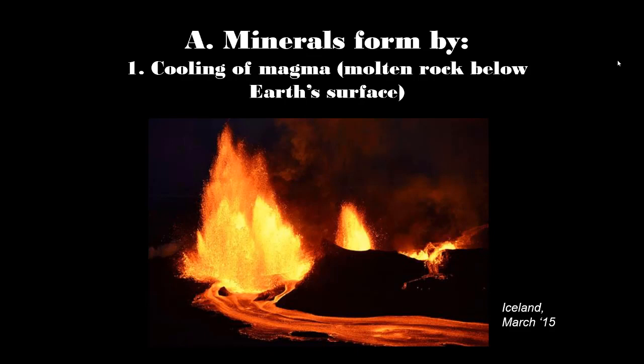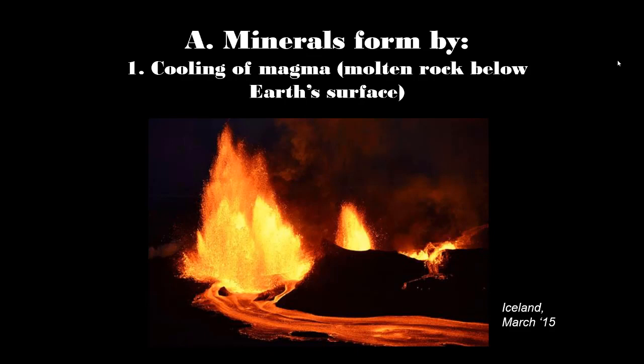The one that's hardest to get a picture of really is this, and that is the cooling of magma. Magma is molten rock that cools below Earth's surface. Once magma erupts at the surface, it is then called lava, but until then it's called magma. Magma cools generally a lot slower than lava. If you think about it, that's because the Earth itself is pretty warm.